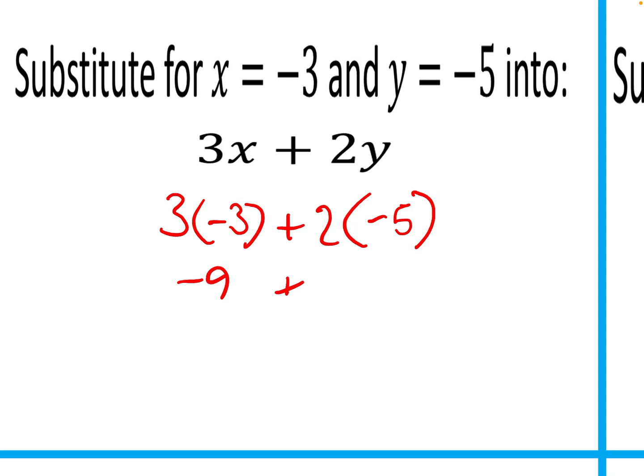Add 2 multiplied by -5. Well, that's going to give us -10. And now we're at -9 and we're adding -10. So if you imagine on my number line I'm at -9 and I'm adding a further -10, so I'm going to continue down the number line. So this would therefore equal -19.